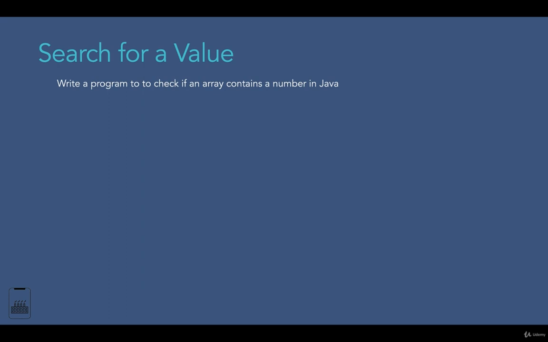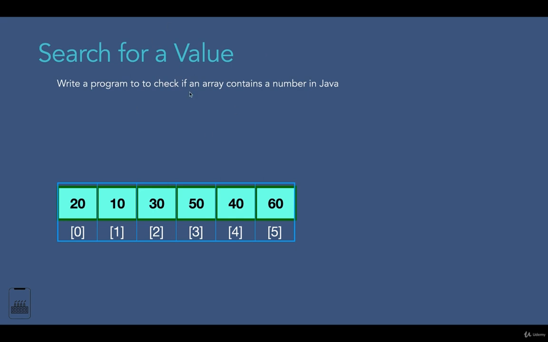All you need to do is loop through the array and check each value to see if that is the one or not. So for example, if we are given an array like this and we are looking for the value of 40, we are going to loop through this array and check each element one by one, if the value of this element is equal to 40 or not. So first we will start from the first element.